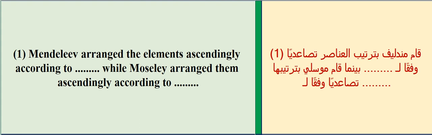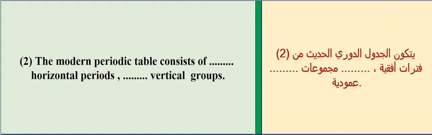1. Mendeleev arranged the elements ascendingly according to, while Moseley arranged them ascendingly according to. 2. The modern periodic table consists of horizontal periods, vertical groups.